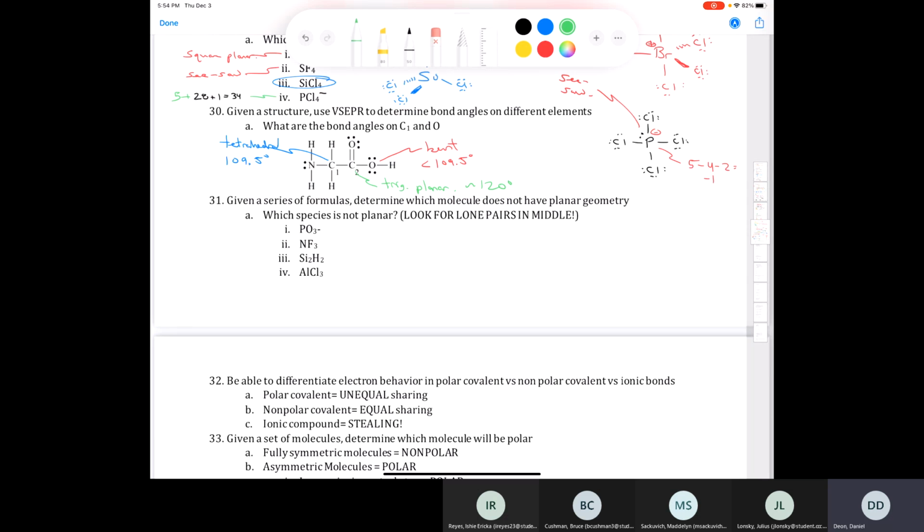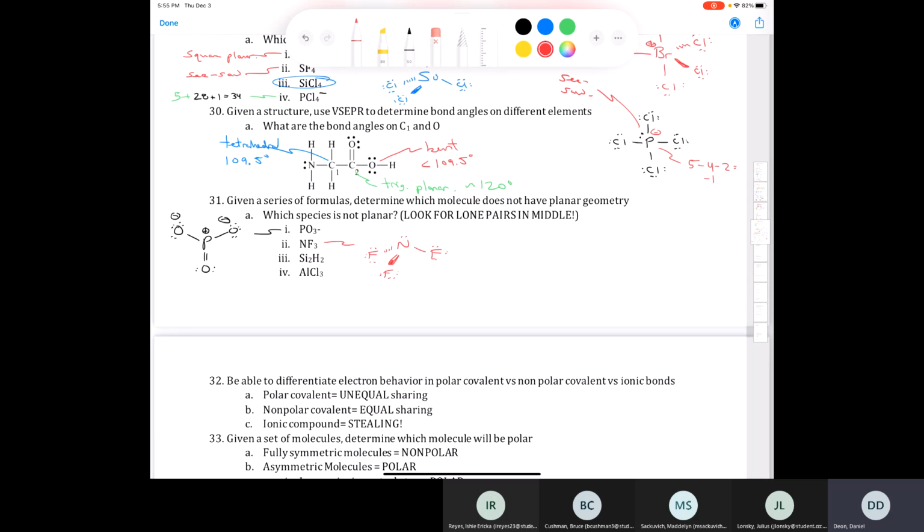Jeepers, they're making us draw a lot of ions here. So first we'll start with the phosphite ion. So the phosphite is PO3 minus 1. Phosphite looks like this. Okay. So here's the phosphite ion. So we have a +1 charge here, negative charge here, negative charge here. We've got nitrogen trifluoride, so NF3, which looks like this. Trigonal pyramidal. So this one is not planar.